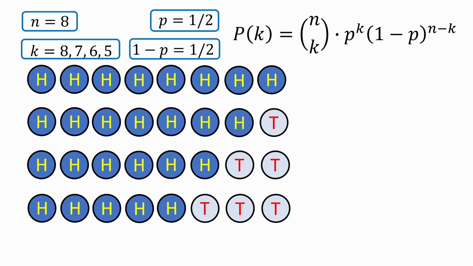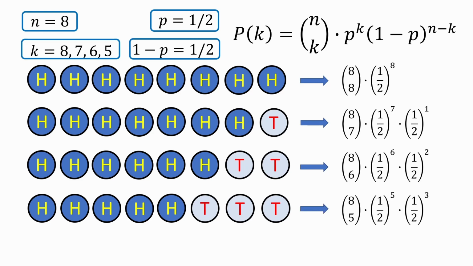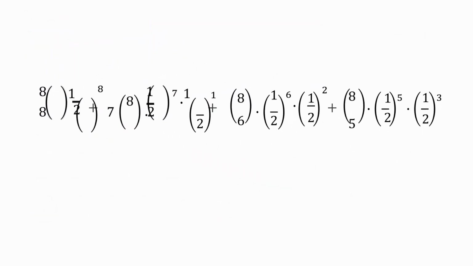For our first outcome, we'll have 8 choose 8 times 1/2 to the 8th. Next, we'll have 8 choose 7 times 1/2 to the 7th times 1/2. Then 8 choose 6 times 1/2 to the 6th times 1/2 to the 2nd. And last, we'll have 8 choose 5 times 1/2 to the 5th times 1/2 to the 3rd. Now we need to add all 4 of these probabilities.